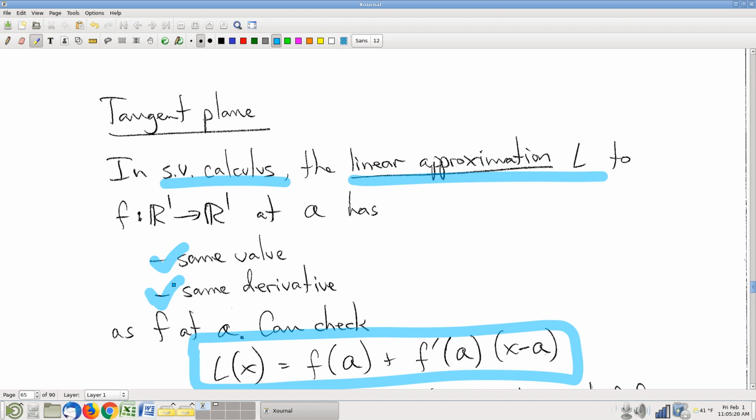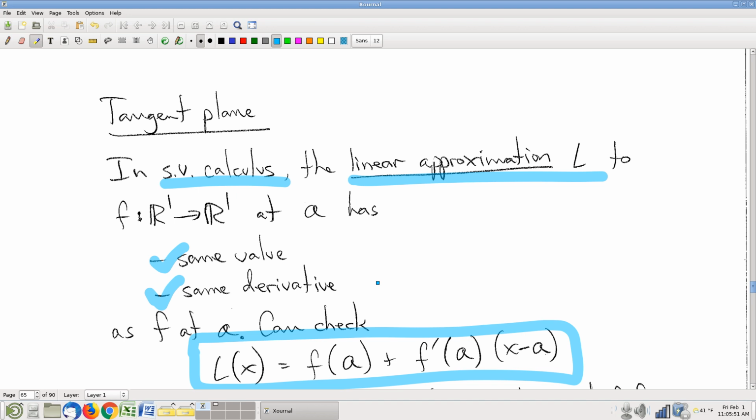Now, this is a purely algebraic statement here. We're not drawing pictures yet. We'll get to the pictures. But this function is mimicking f. That's the way I like to think about linear approximations. It's mimicking f in both what the value is and how the value is changing. So it's a mimic of f in certain senses.